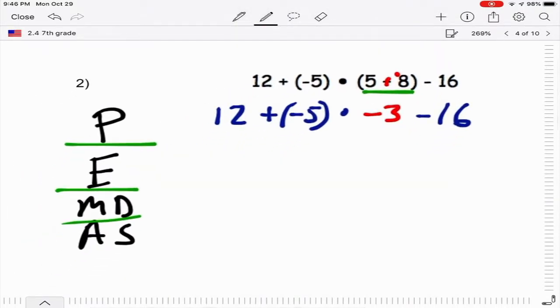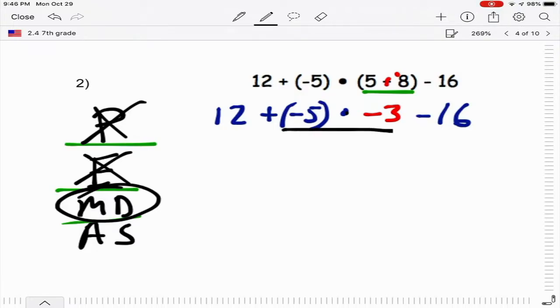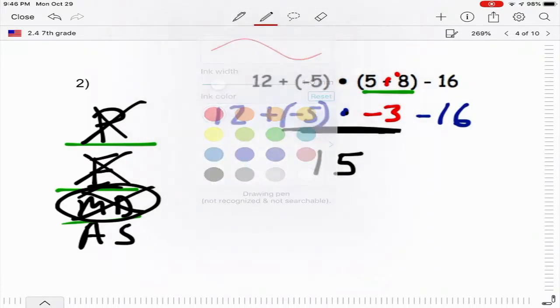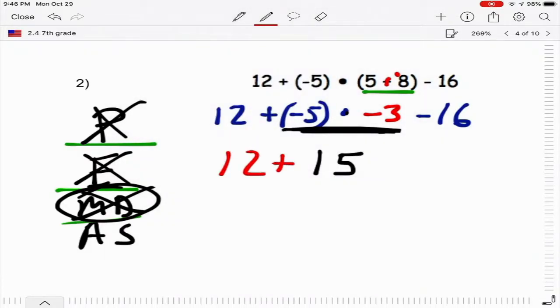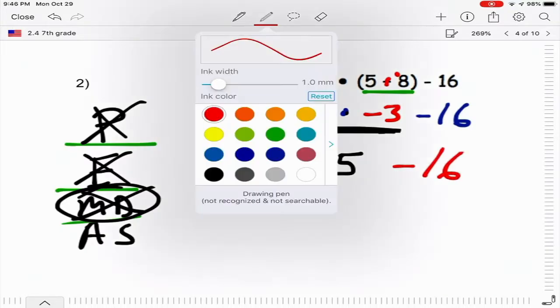From here, I check to see if there's any exponents, but there's no small little exponents, so done. Now I move on to multiplying and dividing. There's only multiplication, so that's an easy one. I underline where there's multiplication here, and I solve that next. So -5 times -3 is positive 15. I'll bring down everything else. So plus 12 and -16.